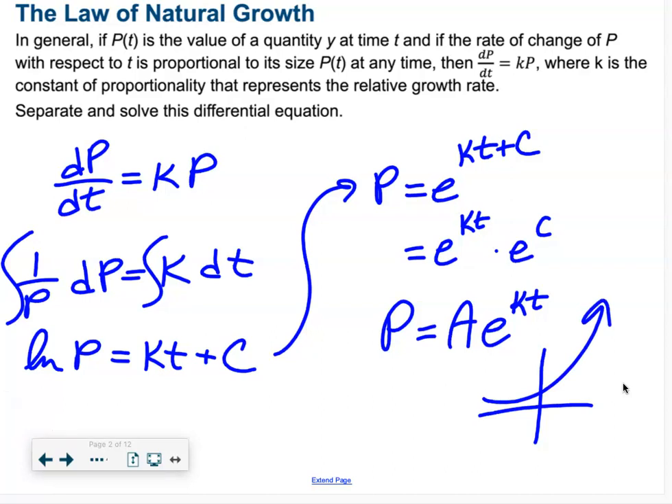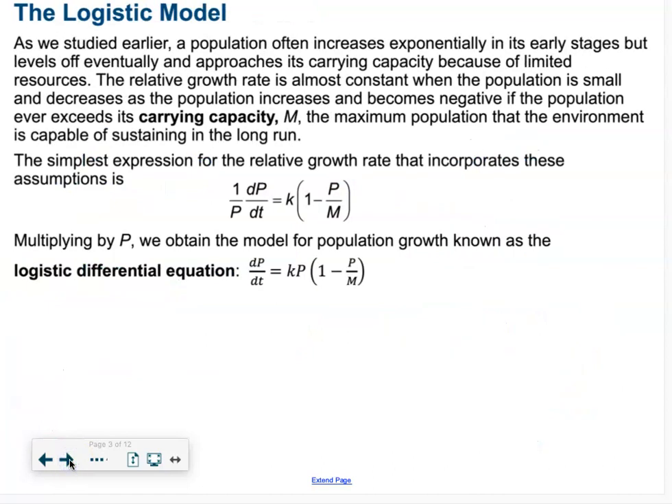However, most populations don't get to grow forever. Most populations end up getting limited by something that we call a carrying capacity. And whenever we are limited by a carrying capacity, we follow a different model. That model is called the logistic differential equation. So the logistic differential equation looks like that, and I want that to go into your work: dP/dt equals kP times (1 minus P over M).